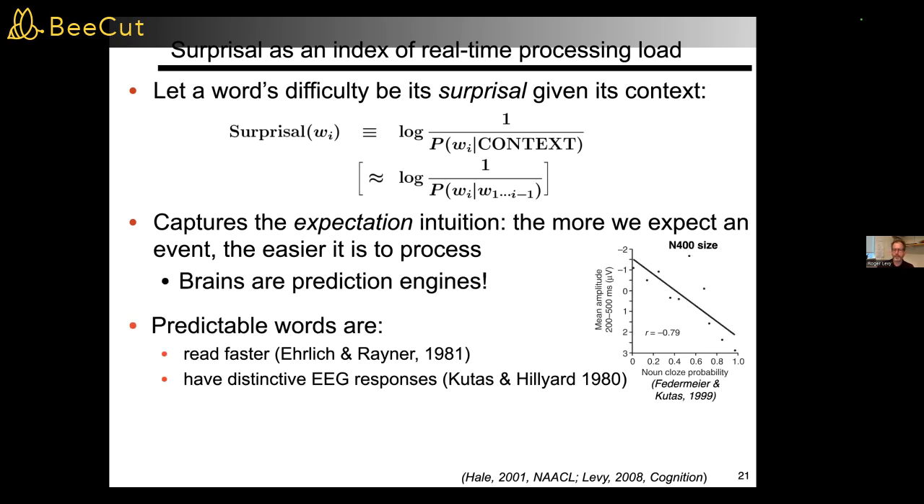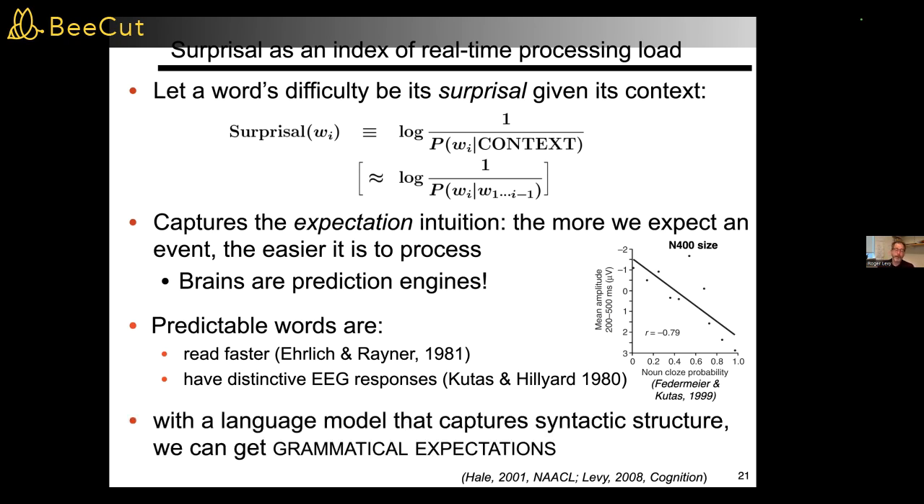Brains are prediction engines. And we've known for many decades that predictable words are read faster, have distinctive brain responses, and so forth. Already for several decades before large language models, we had probabilistic models that we could use to make word-level predictions that capture syntactic structure, and you can get grammatical expectations. But surprisal goes on a little more specifically.